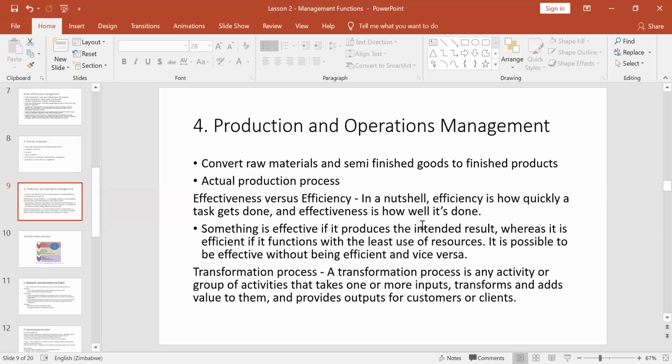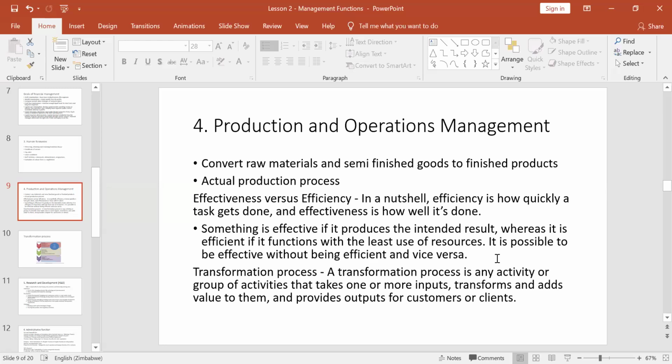We are talking in terms of production. So if something is effective, it produces the intended result, whereas if it is efficient, it functions with the least use of resources. And one of their main day-to-day tasks is the transformation process. This is any activity or group of activities that takes one or more inputs, transforms and adds value to them, and provides outputs for customers or clients.